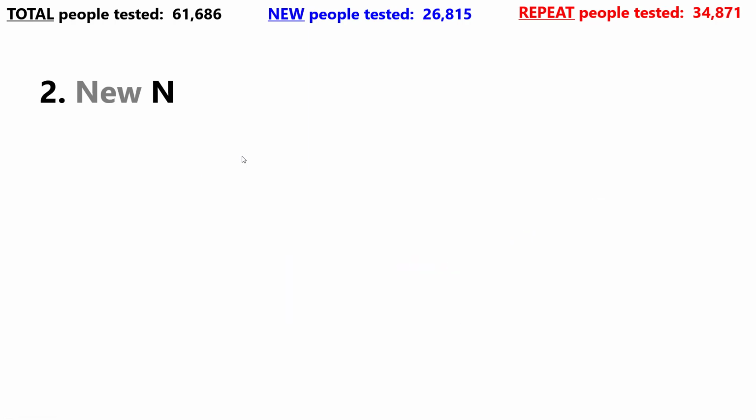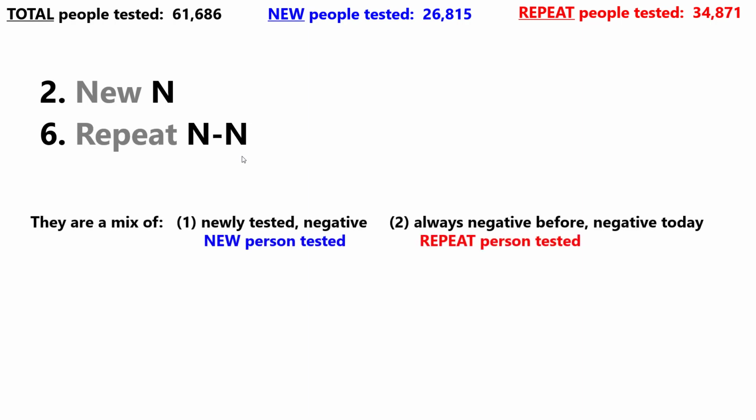And in the same light, I cannot distinguish between the new negatives and the repeat negative to negative. So people who have never been tested before and test negative today versus the people who have tested negative many times or one time in the past and test negative today. I cannot distinguish between these two, but how is the math done to at least say how many people fall into one of these two groups? Again, this is just showing you that it's a mix.